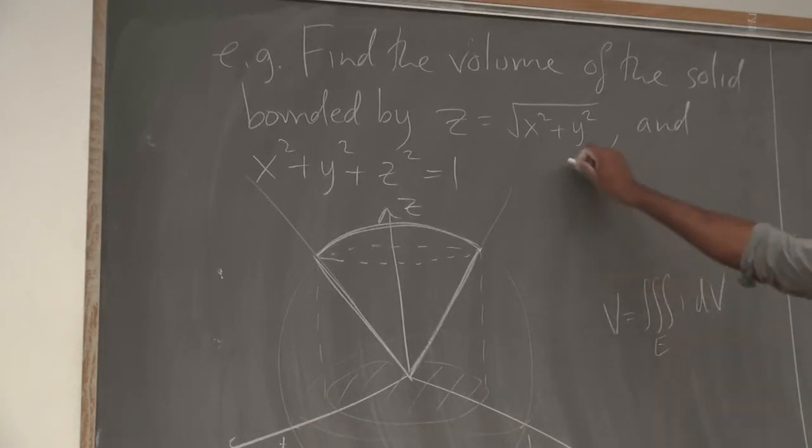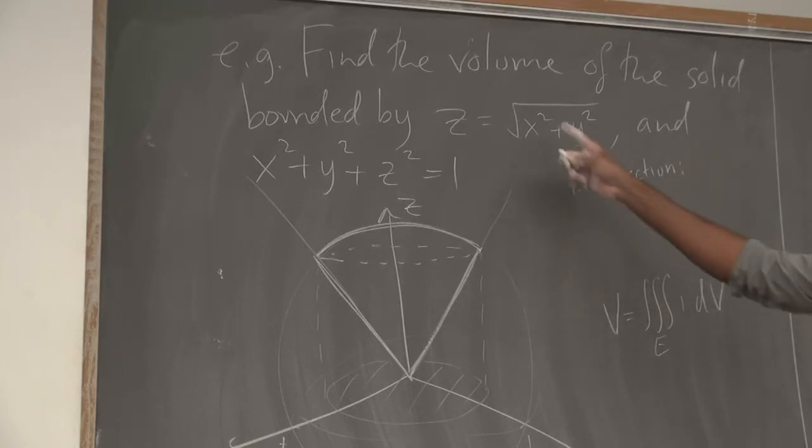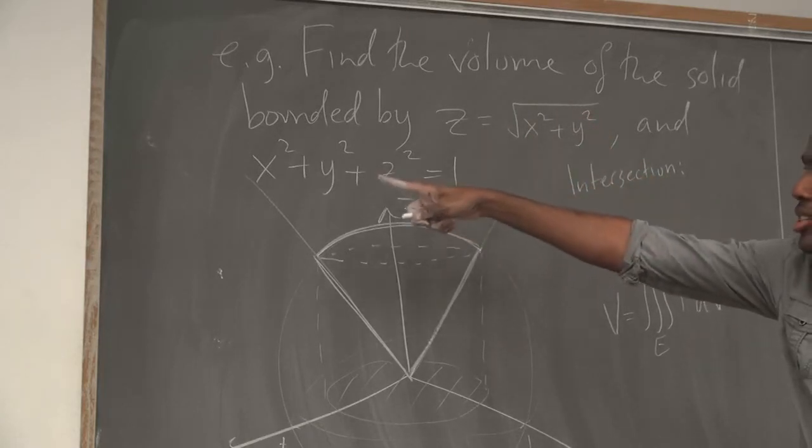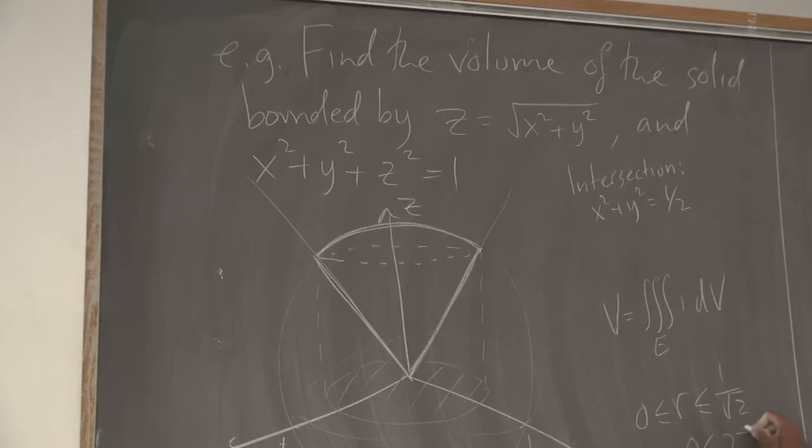Notice the intersection: z squared equals x squared plus y squared. You plug it in here, and you get 2 times x squared plus y squared, so x squared plus y squared is equal to 1/2. And so we could let r go between 0 and 1 over radical 2. Theta goes between 0 and 2 pi. What would z go between?